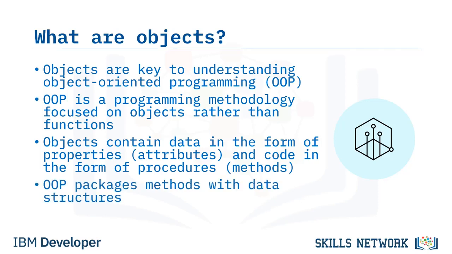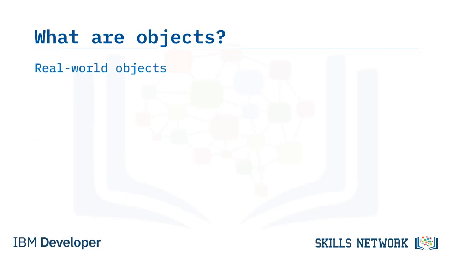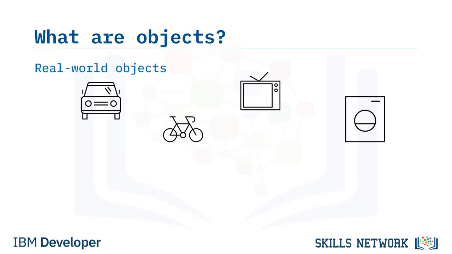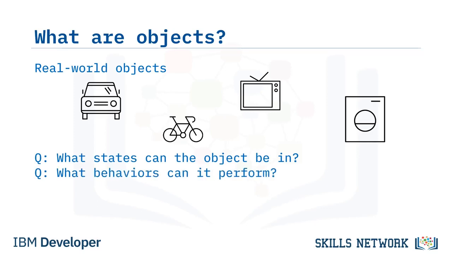The key distinction between the two methodologies is that where procedural programming uses methods to operate on separate data structures, OOP packages them both together so an object operates on its own data structure. Consider the real-world objects in your life, such as your car, bike, TV, or your washing machine, and ask yourself the following two questions. What states can the object be in, and what behaviors can the object perform?